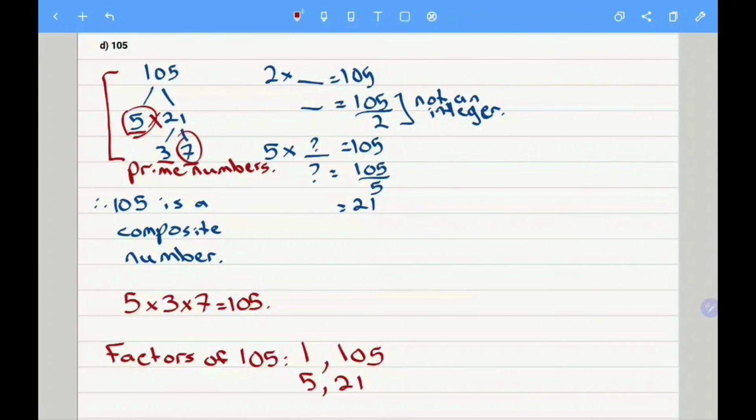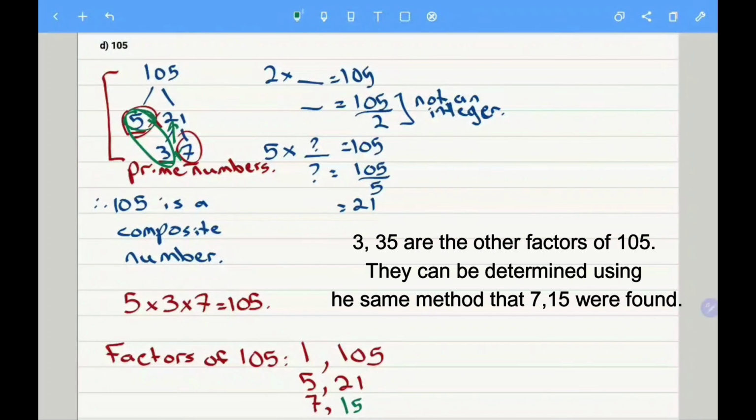But then we also have 7, okay? Now 7 times what gives us 105? We can determine this by thinking, okay, next to 7 we have 3. So 7 times 3 gives us 21, but 21 isn't 105. 21 times what gives us 105? Times 5. So we have to do 5 times 3 equals 15. Now 15 times 7 gives us 105. This is how we can determine the factors of a composite number.